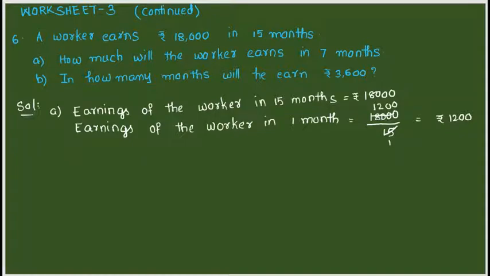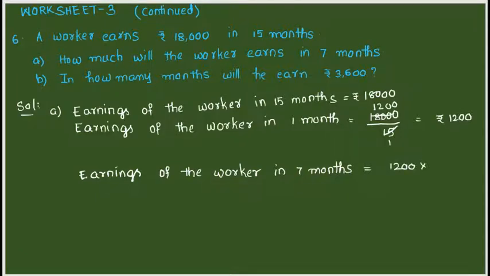Now we have to multiply this result by 7. So the earnings of the worker in 7 months equals 1200 multiplied by 7. That is 12 sevens are 84, so we get 8400. This is the earnings of the worker in 7 months.